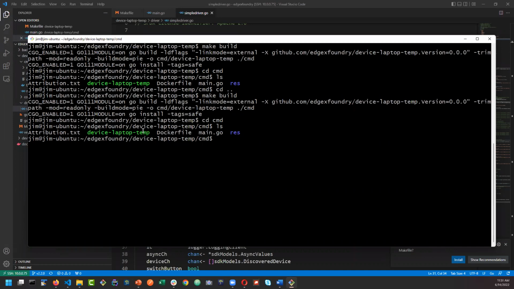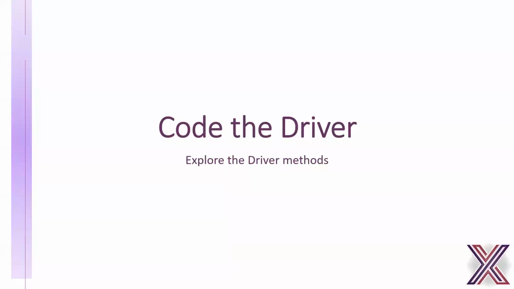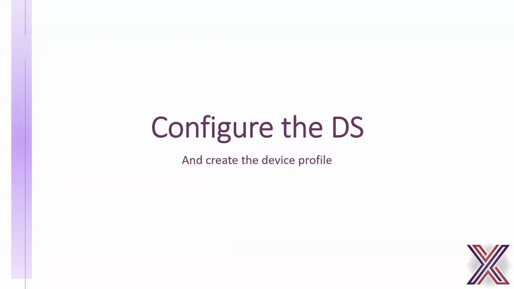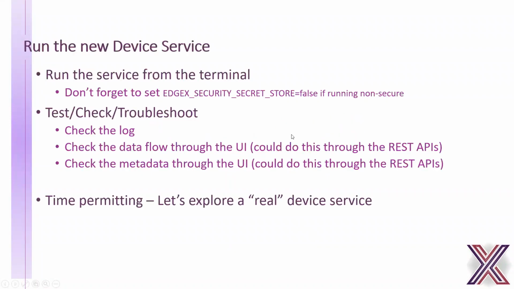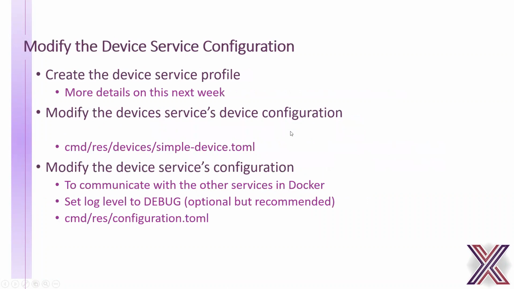Well, I've done the coding part, but there's still a few other pieces that I need to get done in order to have my device service completed. I've got the code, the driver coded. Now I have to configure the device service. I need to run the new device service. I need to configure the device service with a new device service profile. Again, you'll learn more about device service profiles next week. And I need to configure the device service to have some information about how to communicate with the rest of EdgeX. How do we do that?